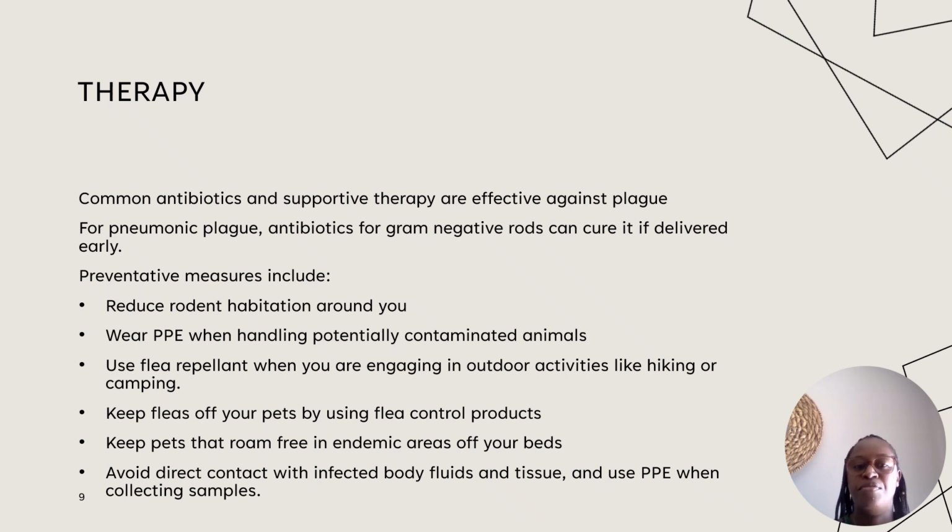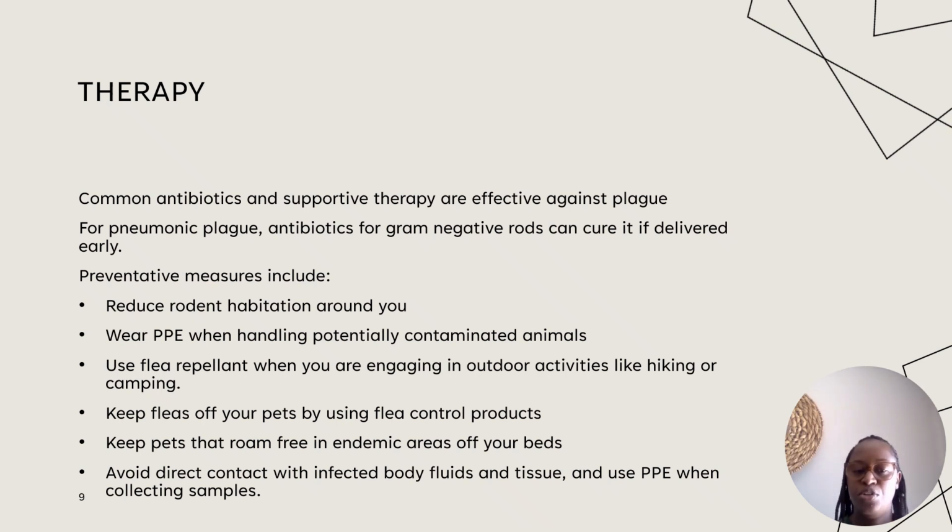Some of the preventative measures include reducing the rodent habitation around you. That is, make sure the area around you is kept clean, free of rats, free of rodents, and those kinds of things. Always wear PPE when handling potentially contaminated animals. If you don't know what killed the animal, you would rather be safe than sorry, so always make sure you have your PPE on. Use flea repellent when engaging in outdoor activities like hiking or camping, just to be on the safe side.